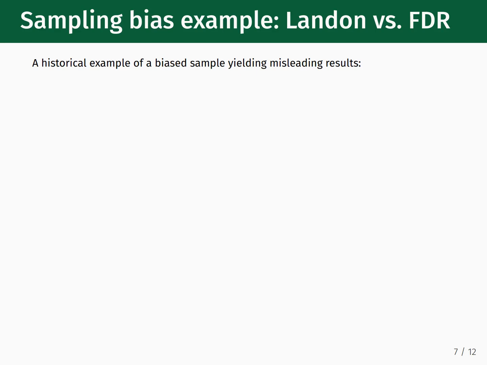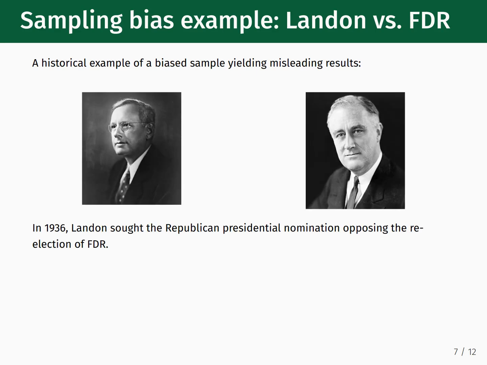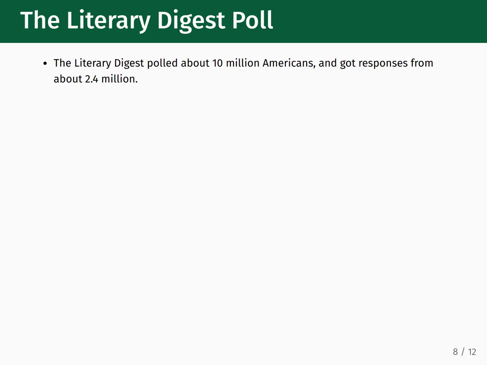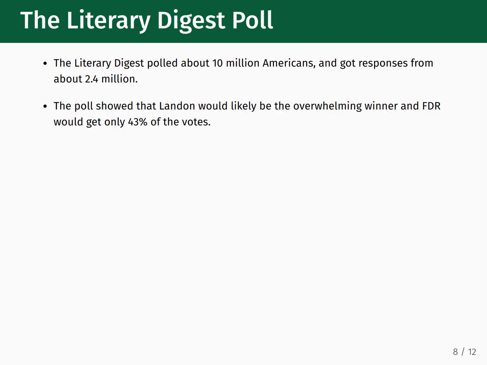In 1936, Landon sought the Republican presidential nomination opposing the re-election of Franklin Delano Roosevelt. Not unlike what we see today, various publications wanted to try and forecast the results of this election. The Literary Digest attempted to do this by polling 10 million Americans about who they were going to vote for. They received responses from about 2.4 million, which is significantly higher than most polls. The poll showed that Landon would likely be the overwhelming winner, and FDR would get only 43% of the votes.